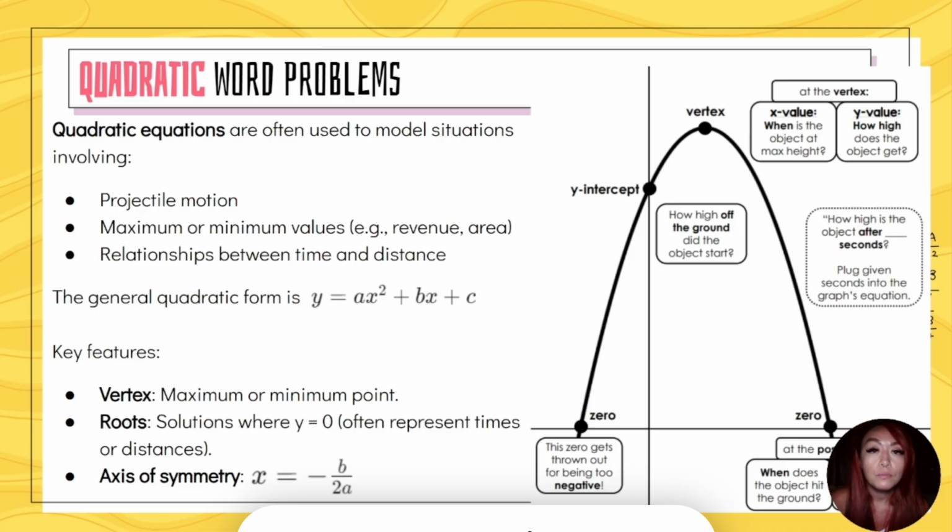You might encounter problems where they ask you, after how much time did a certain object hit the ground? Then you would be looking for this 0 right here, the second 0, the second root, right? Because where's the ground? The ground is at 0, your x-axis is ground level. So if an object is moving up and then down, that second 0 is where and when it hits the ground. And your axis of symmetry is another key feature of the graph of a quadratic.